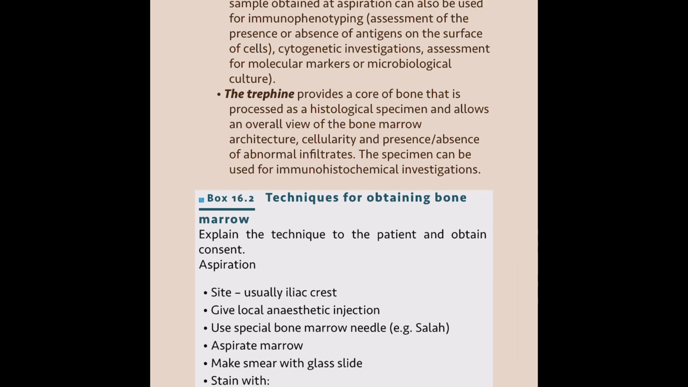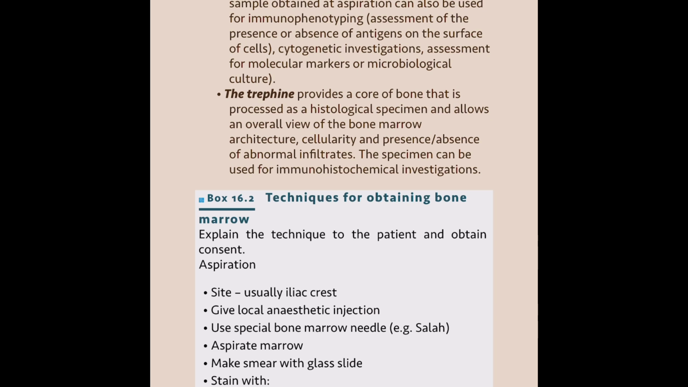While trephine provides a core of bone that is processed as a histological specimen and allows an overall view of the bone marrow architecture, cellularity, and presence or absence of abnormal infiltrates. The specimen can be used for immunohistological and histochemical investigation.